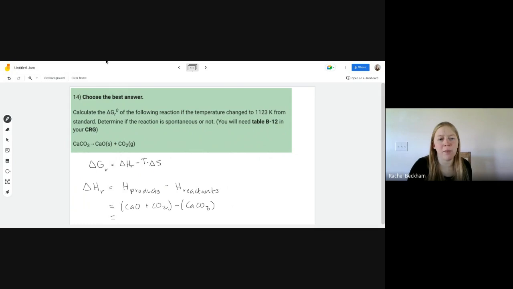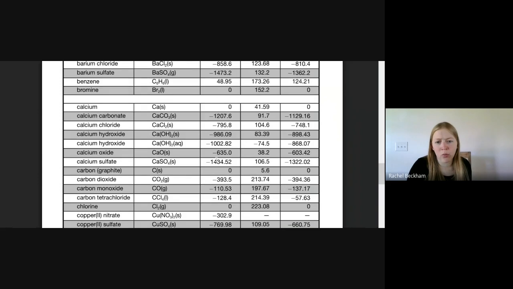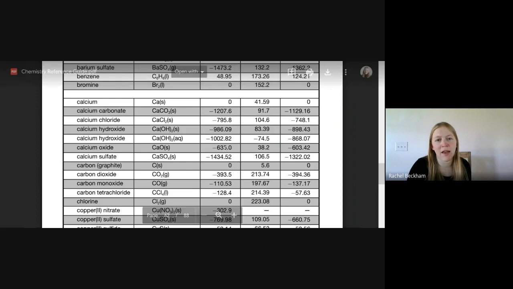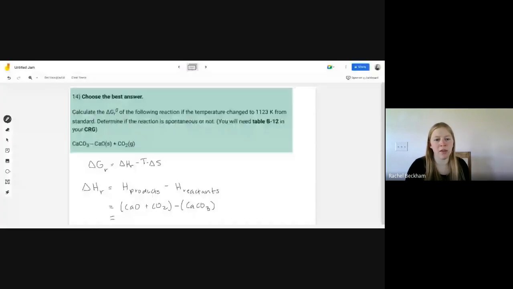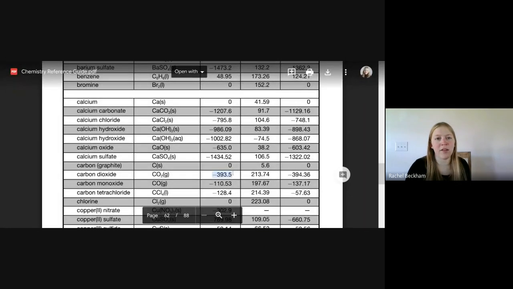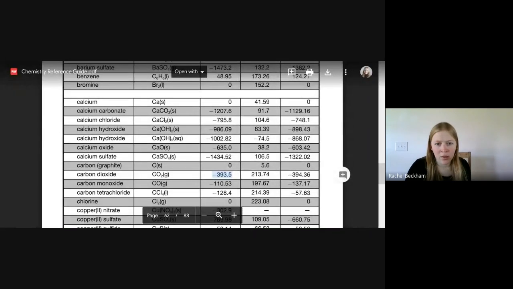I'm going to kind of quickly plug these in. CaO, which value should we use? Well, we're finding the delta H of formation. So that will be negative 635.0. I'm going to have you try to look these up as well, and then hopefully double check and see that you got the same ones as me. CO2 is negative 393.5, minus, okay, and now CaCO3, which is negative 1207.6.